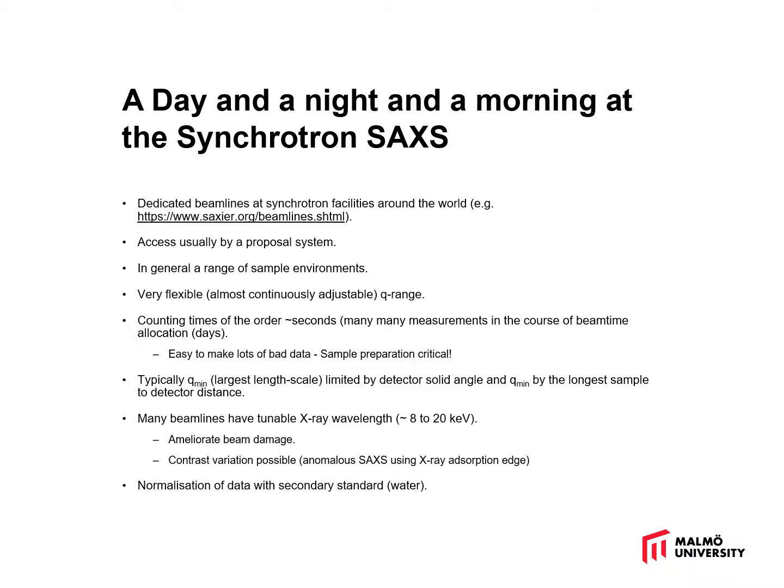In general, you can use a huge range of sample environments on the SAXS beamline. You can just do straight solution scattering. One can put in something like a rheometer, a DSC, or stretched samples. It's really quite limited by your imagination. These beamlines tend to have very flexible, almost continuously adjustable Q ranges. That's due to the variation in the sample to detector distance, and many of them also have a tunable X-ray source, perhaps from 8 to 20 keV.